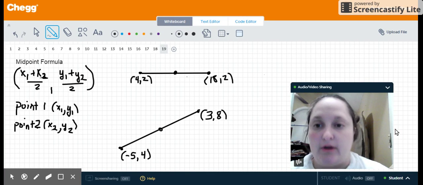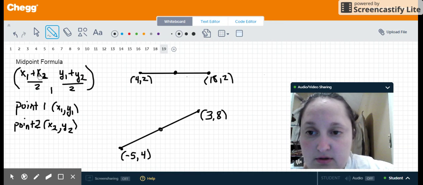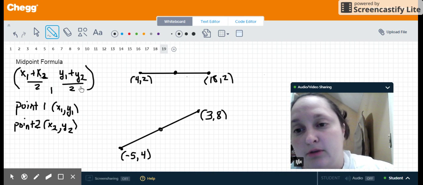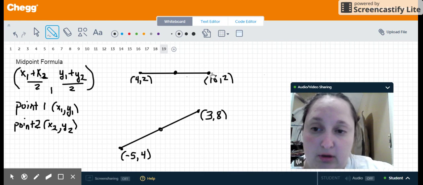Today we're going to talk about using the midpoint formula. So the midpoint formula is x1 plus x2 divided by 2 and y1 plus y2 divided by 2. Now the midpoint is the middle point between 2 points. The midpoint is halfway. It is equidistant from the 2 points on the line segment.